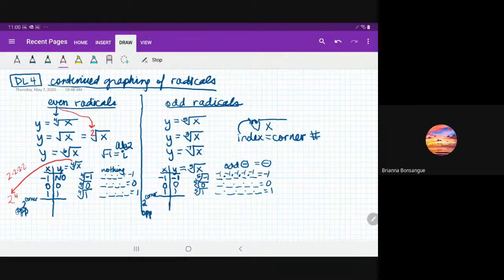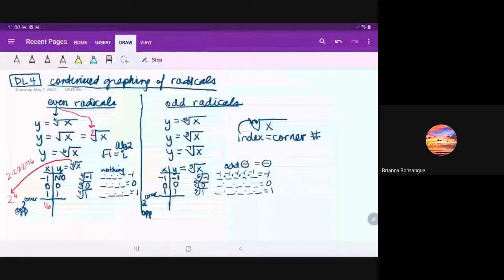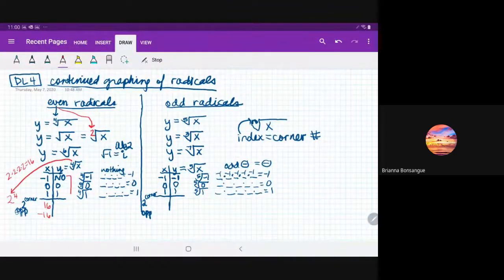So 2 times 2 times 2 times 2 is 16. So that's the number I'm going to pick here. And then I'm also going to pick -16. But if the answer was no for the first one, the answer is also going to be no for the last one.